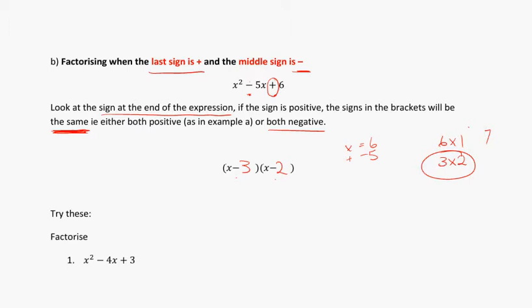Double check. X times x gives me x squared, minus 2x, minus 3x, plus 6. Does that give us the minus 5x in the middle? That's what you need to check. Yes, it does. And so that x minus 3 times x minus 2 is correct. Okay, let's try the examples.